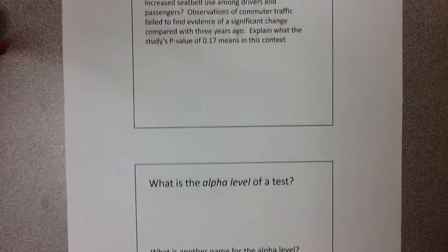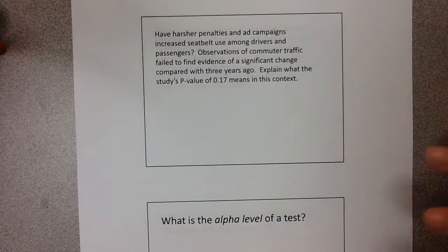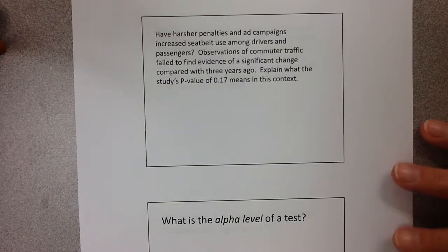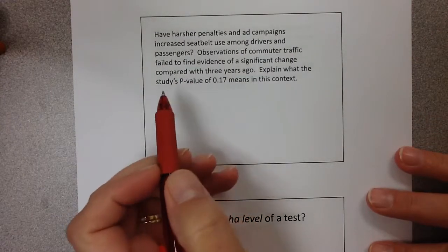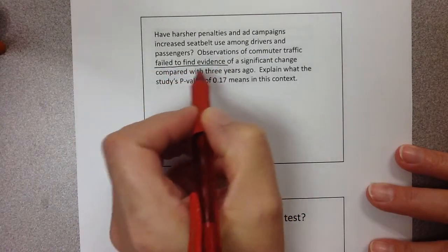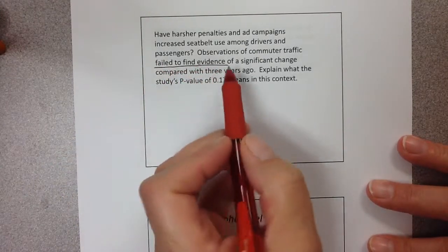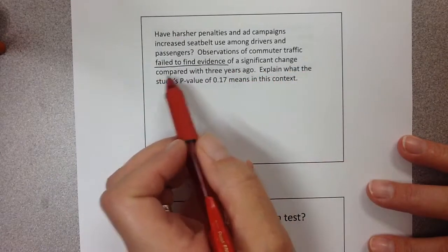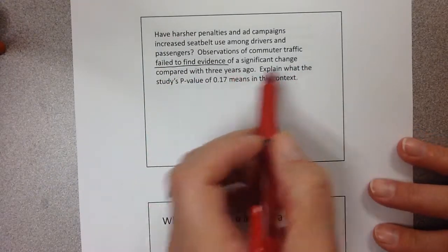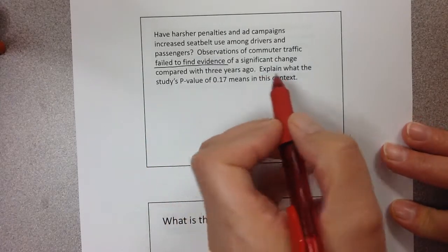In context, we could see something like this problem. Have harsher penalties and ad campaigns increased seatbelt use among drivers and passengers? Observers of commuter traffic failed to find evidence. Failed to find evidence means we did not have enough evidence to reject the null of a significant change compared with 3 years ago. Explain what the study's p-value of 0.17 means in this context.